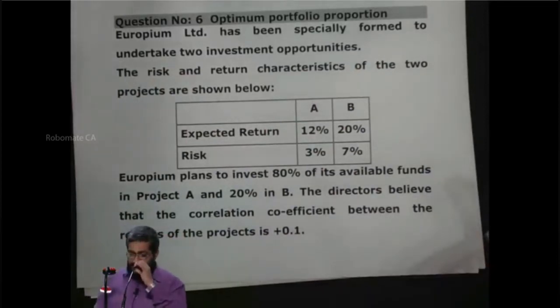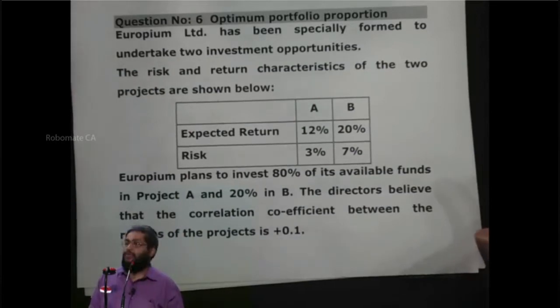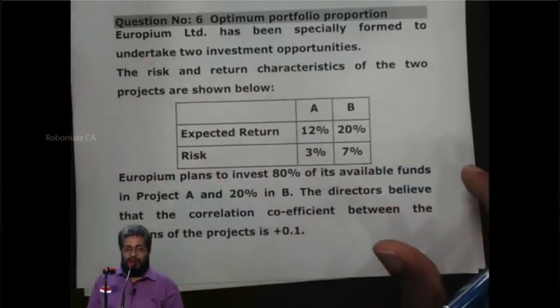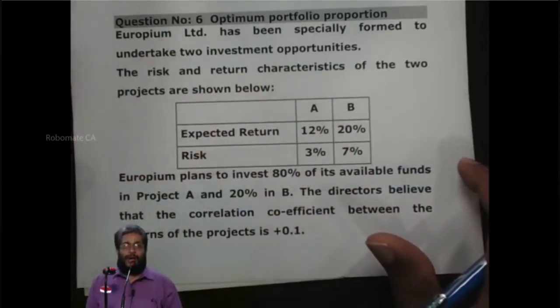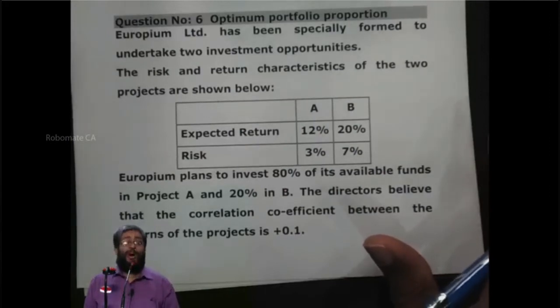How much do I invest? 80% of my money is invested in A and 20% in B. And do A and B have a correlation or not? The correlation is plus 0.1. Is it perfect positive? It's only positive, only plus 0.1. Understood? Now they ask you to find out the remaining.